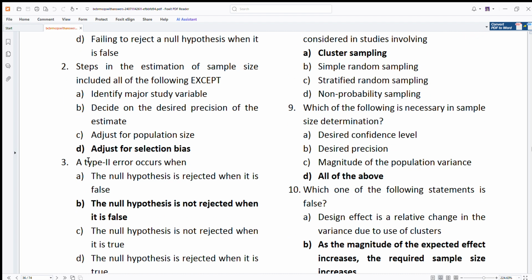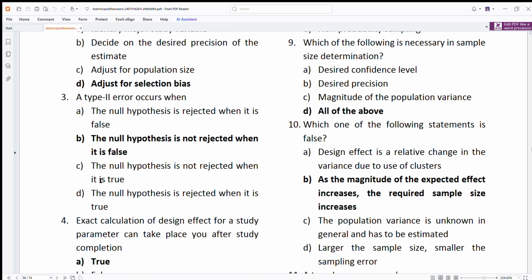Type 2 or beta error occurs when the second time the boy cries wolf, the town believes there is no wolf. That is, you fail to reject the null hypothesis. The town believes there is no difference, and you fail to reject the null hypothesis when in fact it is false. The null hypothesis is not rejected. Failing to reject the null hypothesis.